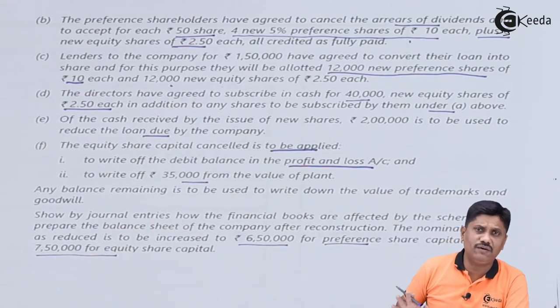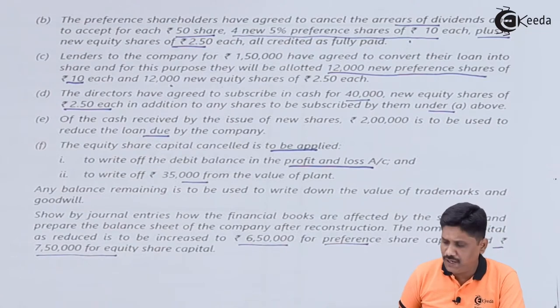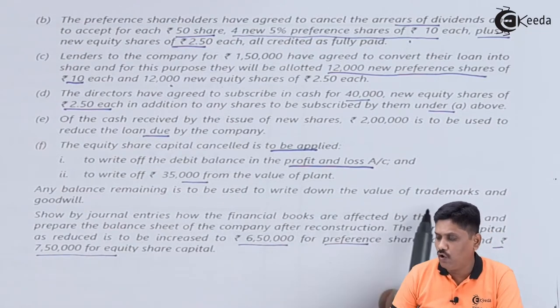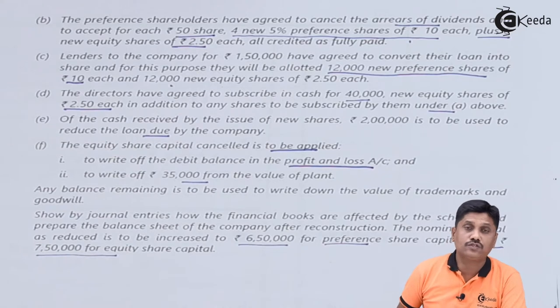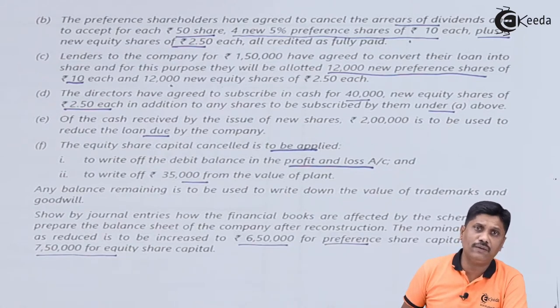They are saying if any amount remains in your capital reduction account, of course it should be a credit balance, will be used to write down what? Trademarks and goodwill. So trademarks and goodwill will be credited and capital reduction account will be debited for the amount available. Firstly, I need to check how much amount is available in your capital reduction account. Let's do that working note.